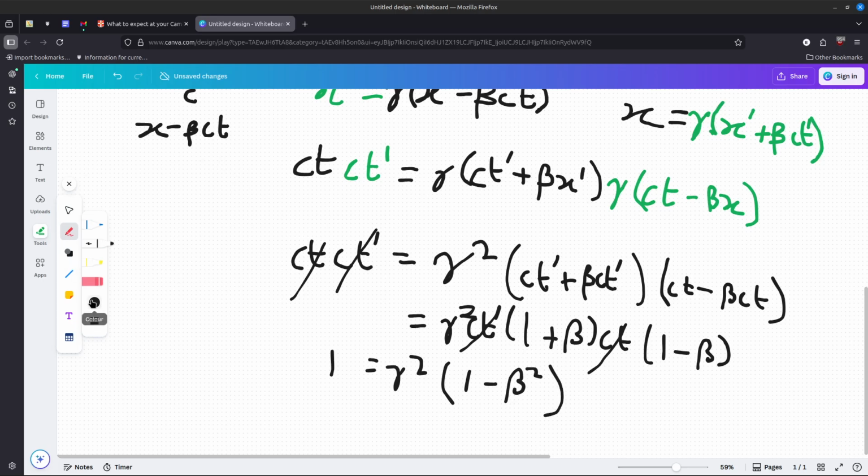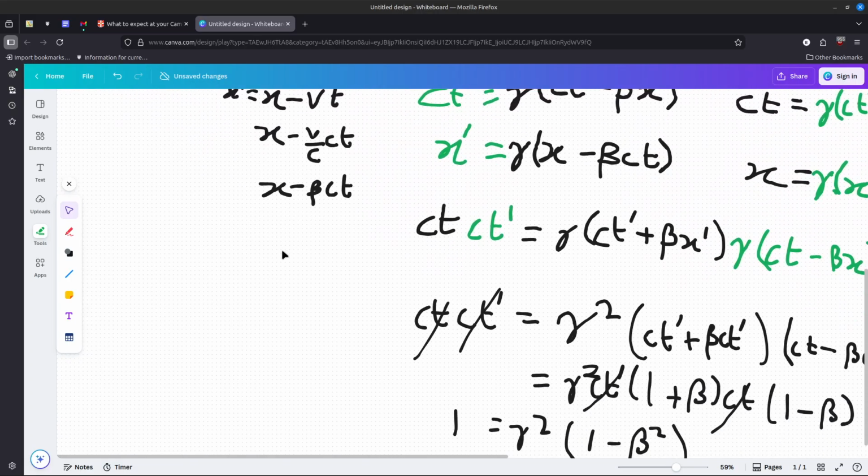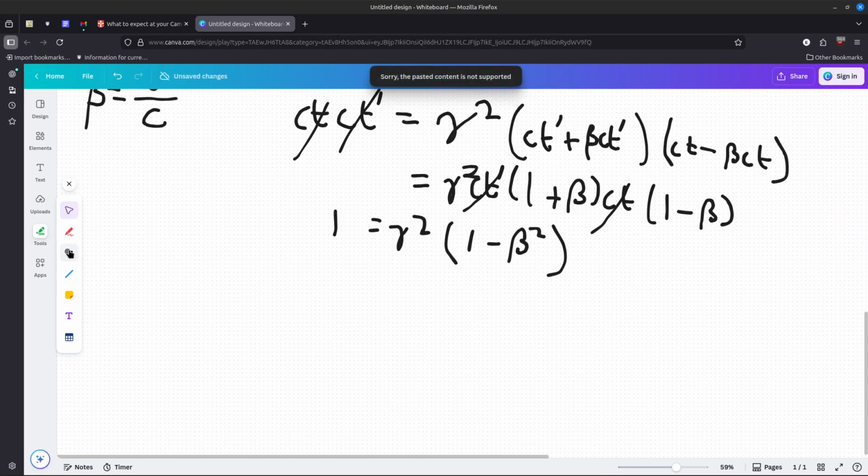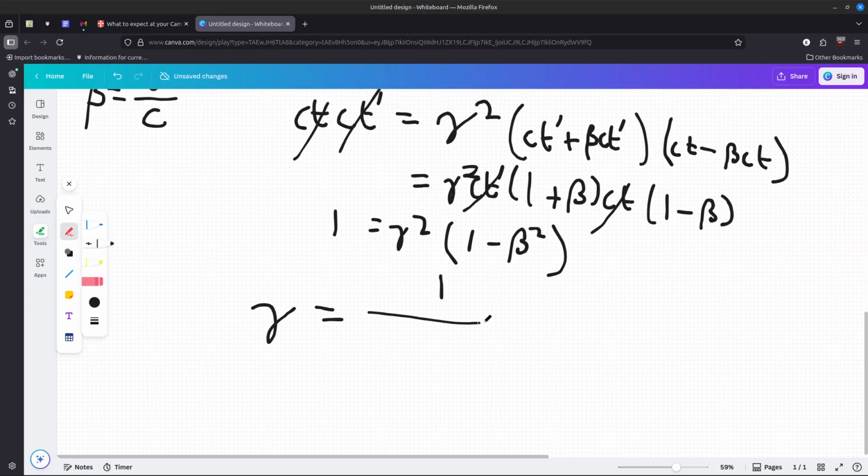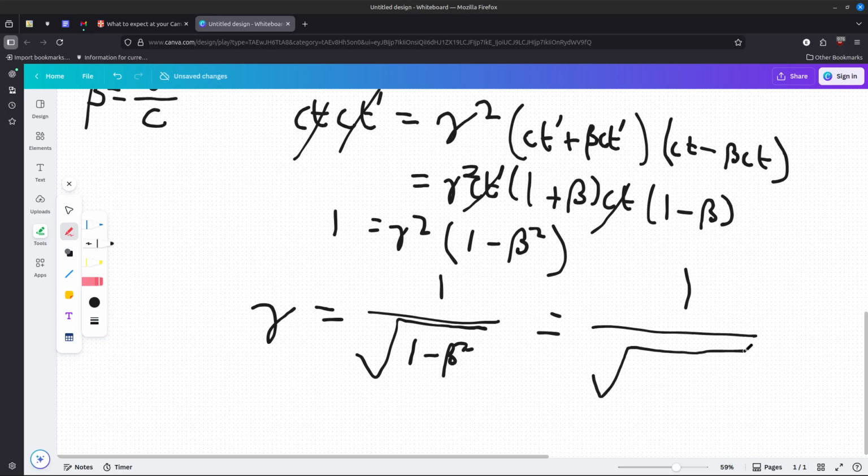Remembering that beta is still, let me actually write that then. Beta is still just your velocity divided by the speed of light, just that ratio. And then from some simple rearranging, gamma equals 1 over the square root of 1 minus beta squared, which is 1 over the square root of 1 minus v squared over c squared. Woo! Or the Lorentz factor.